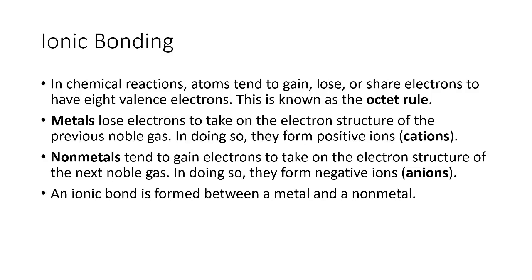Now, metals will lose electrons and become positive ions, which are cations, whereas nonmetals will typically gain electrons, and in doing so they'll form negative ions. And an ionic bond is always formed between a metal and a nonmetal. What that means is if you have two metals, they're not going to ionic bond together. If you have two nonmetals, they're not going to ionically bond together. But if you have one metal and a nonmetal, they can share an ionic bond.